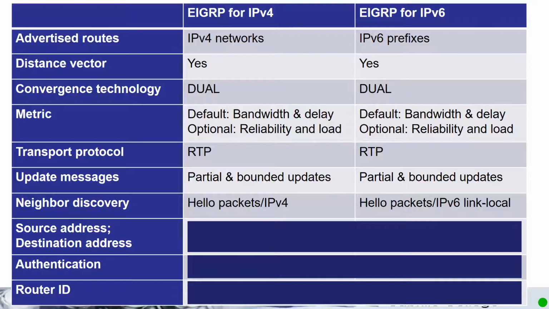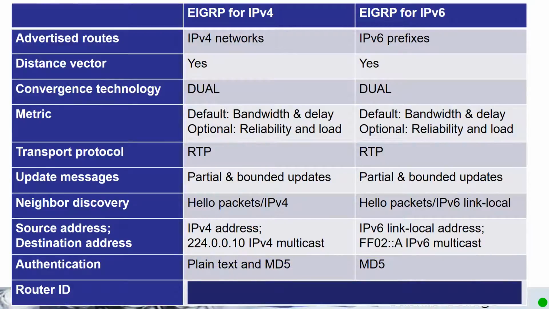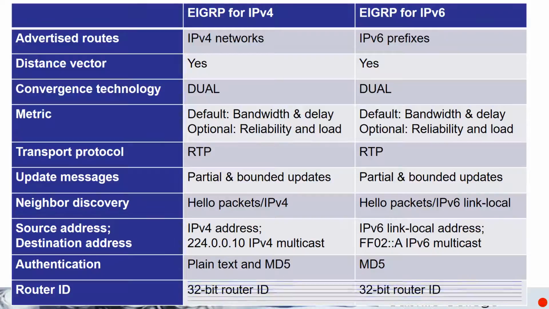They'll do hello packets for their respective IP versions. Source addresses, again, they're going to be doing that. They're also going to be using multicasts. Here we're going to be using the prefix FF02::A for multicast, which happens to correspond to 10. Here we have the multicast 224.0.0.10. So you'll notice 10 and A are still similar. MD5 for authentication, and they're both using a 32-bit router ID.